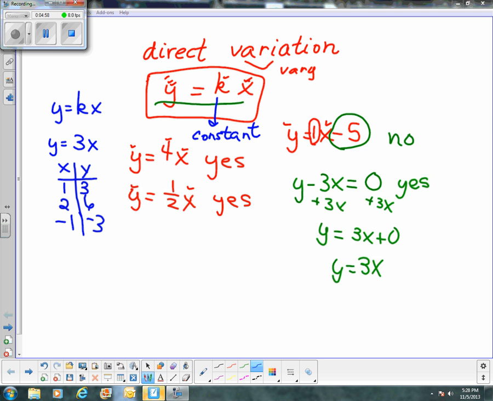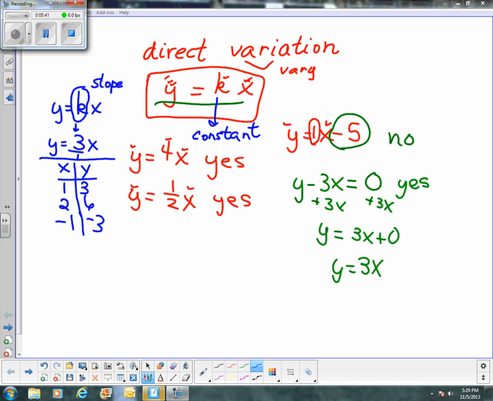Whatever the k is, so in our equation here, whatever the value of k is will also be the slope of that line. And if you recall, slope is the incline of the line. So whatever the k is also the slope. So in the equation y equals 3x, 3, or 3 over 1, is the slope of that equation. So the constant of variation is k, and the slope is k.